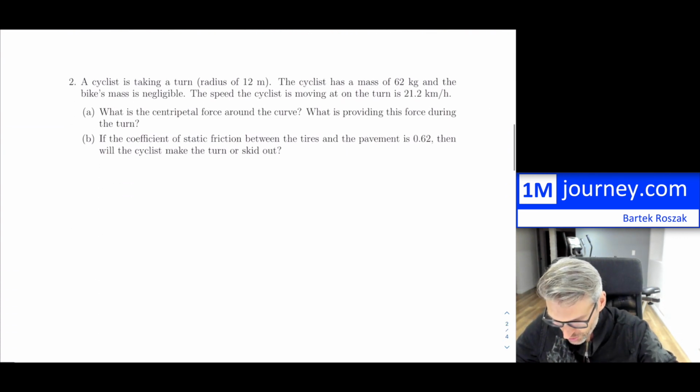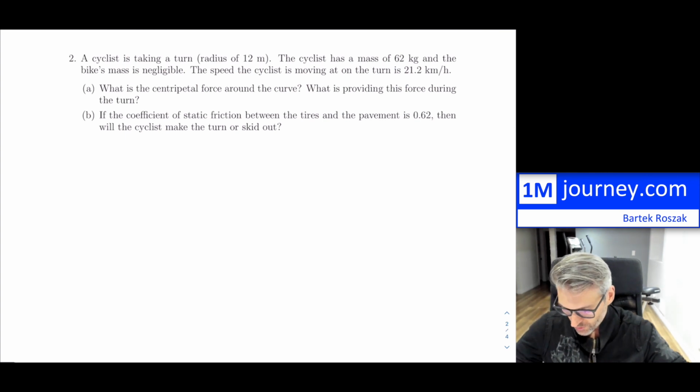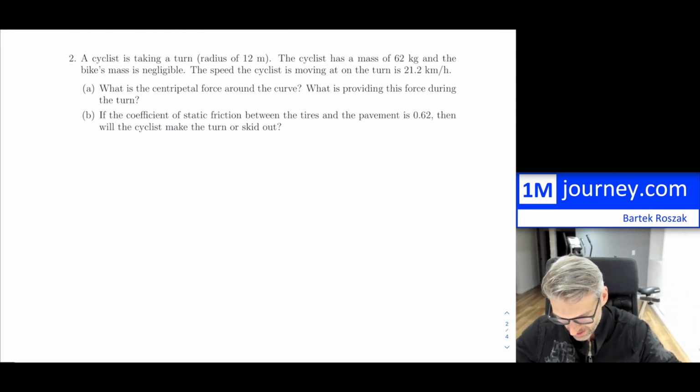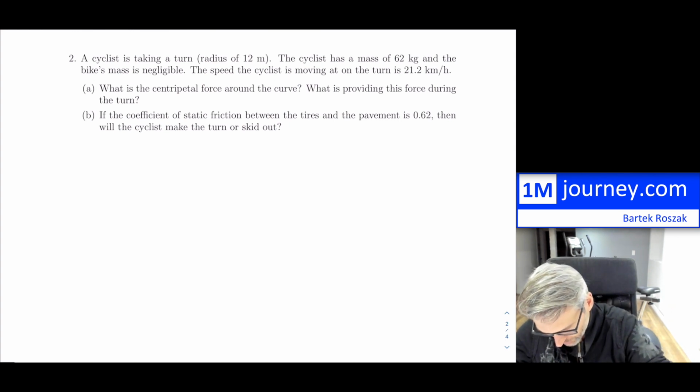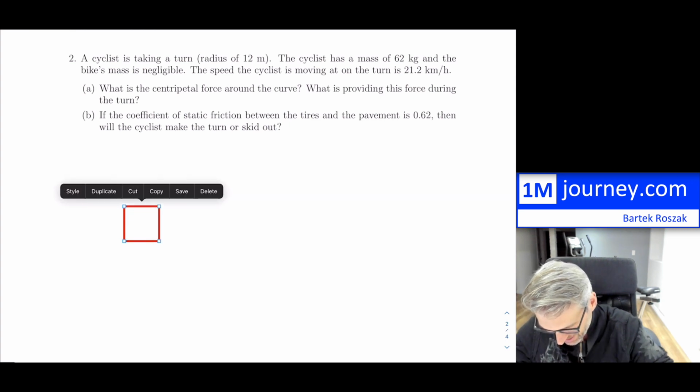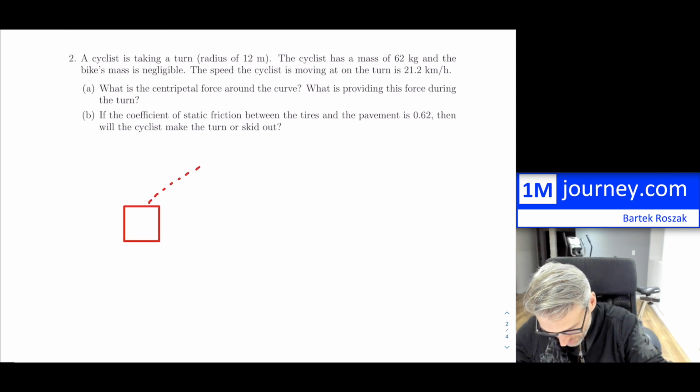Okay, here is question number 2. Here we have a cyclist. This cyclist has taken a turn with a radius of 12 meters. I'm not going to try to draw the cyclist, but I'll try to draw a box, kind of like a free body diagram. So it's taking a turn, so let's imagine we're going around in here.